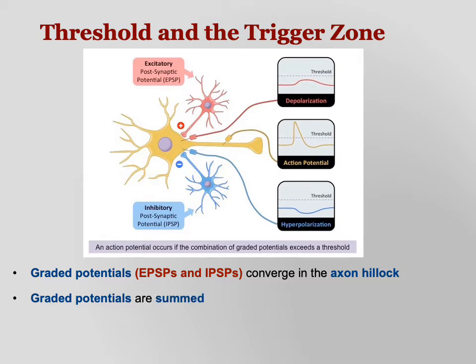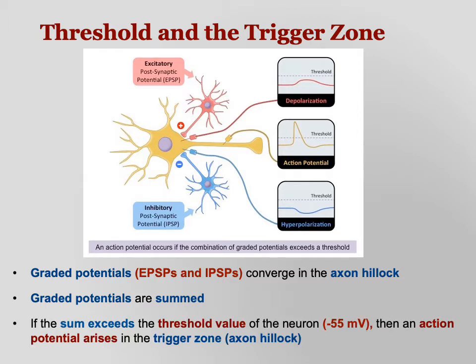So axon hillock is where all the graded potentials are summed up. It's where they all get added up together, all right? And what we're going to do then is we're going to see, do we have enough EPSPs to push the membrane potential from its resting value of -70 all the way up to threshold of -55.